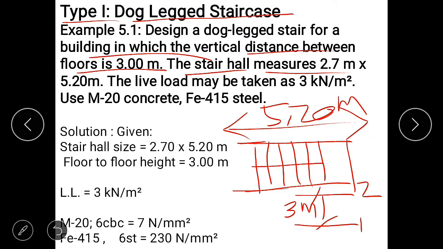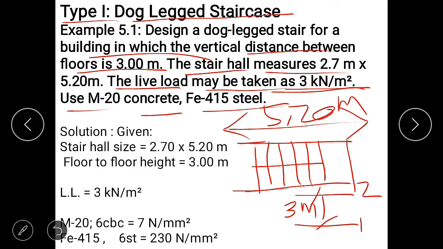The live load may be taken as 3 kilonewton per meter square. This is a residential building, so the live load on a residential building is 3 kilonewton per meter square. If a public building or any apartment is given, then take live load as 4 to 5 kilonewton per meter square. Use M20 concrete and Fe415, meaning the grade of concrete is M20 and the grade of steel is Fe415.